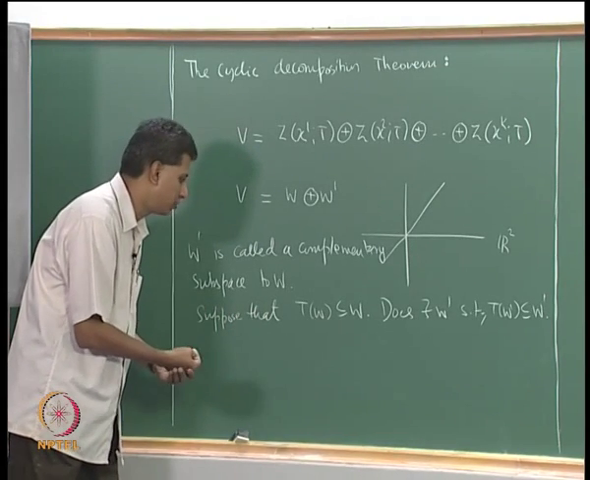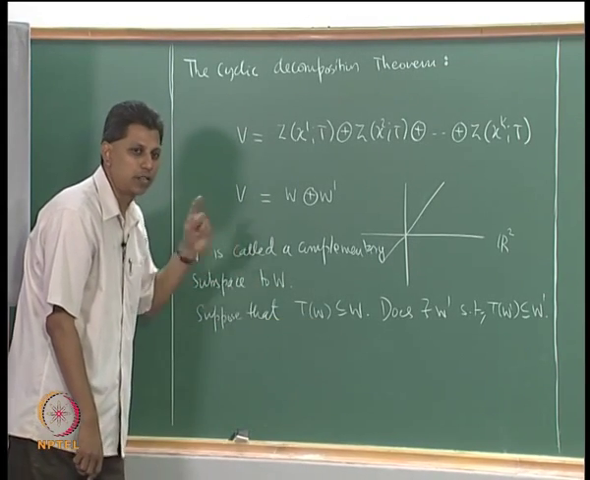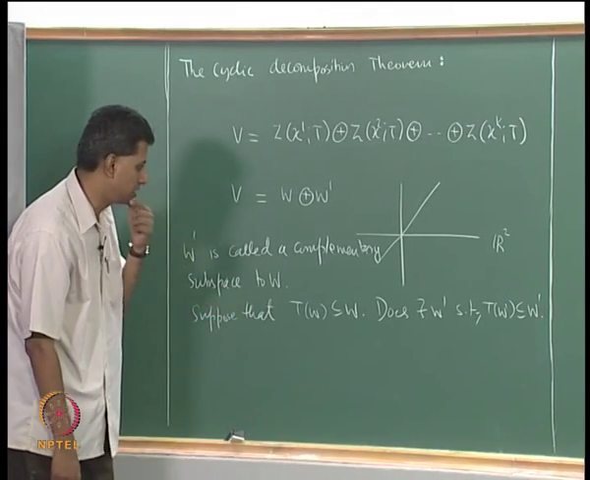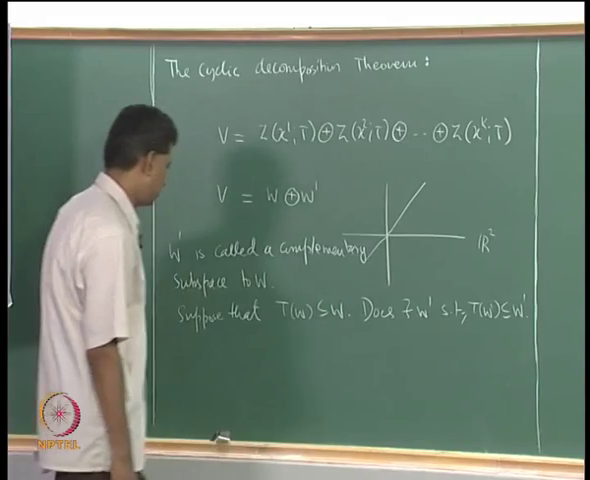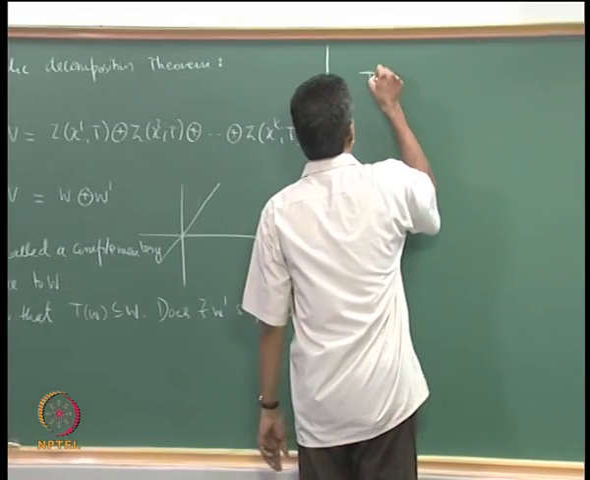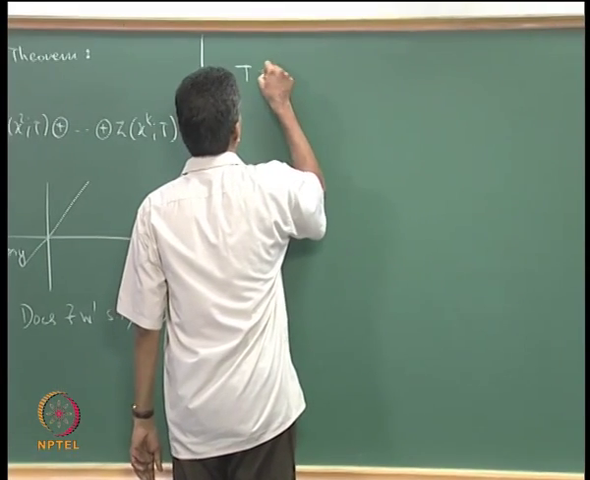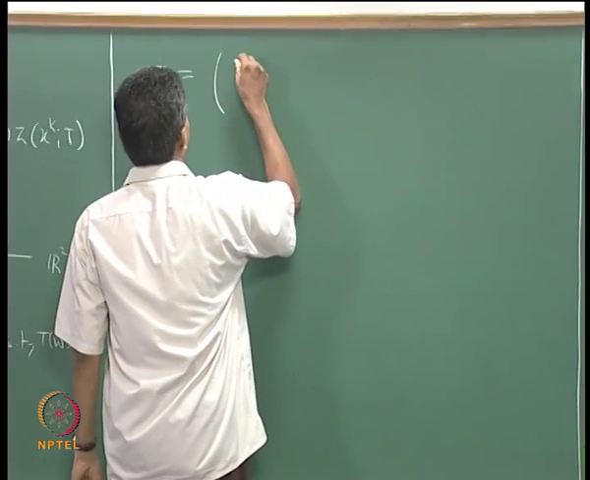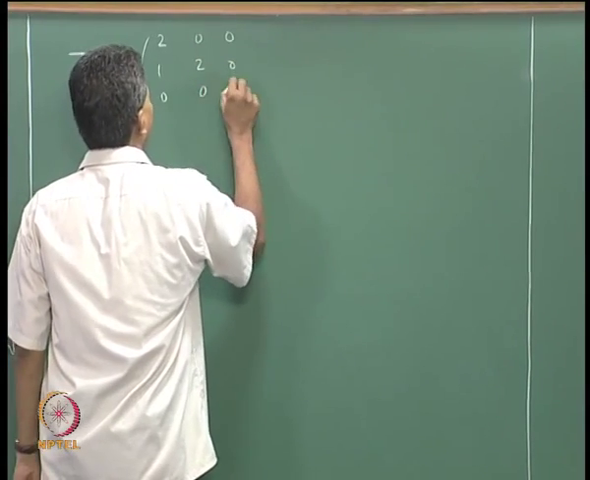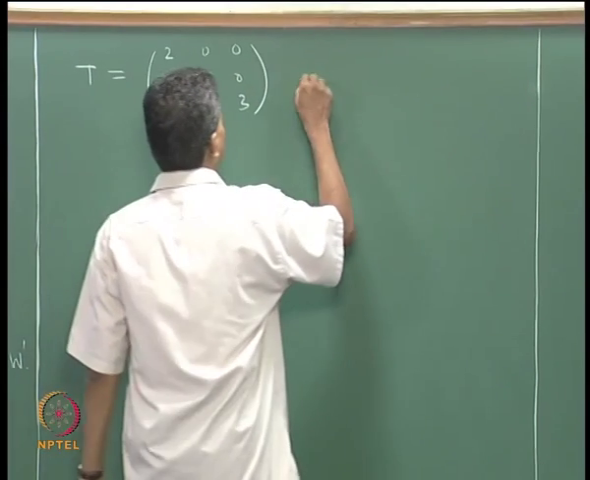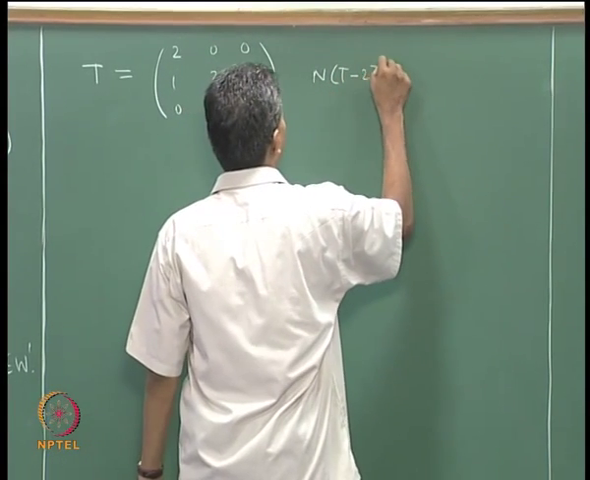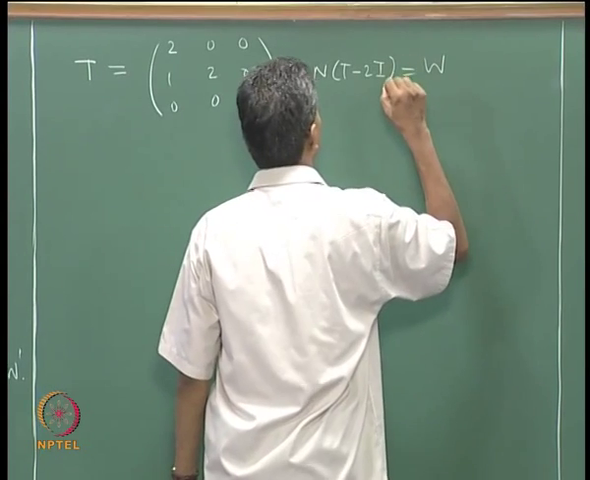To get an affirmative answer, you need to impose something more on W. That's what I'll discuss next. But I'll give an example to show that the answer in general is no. Look at the following operator T. Let's look at this diagonal matrix with entries 1, 2, 3. 2 and 3 are the eigenvalues. Look at the null space of 2I minus T, call that W.